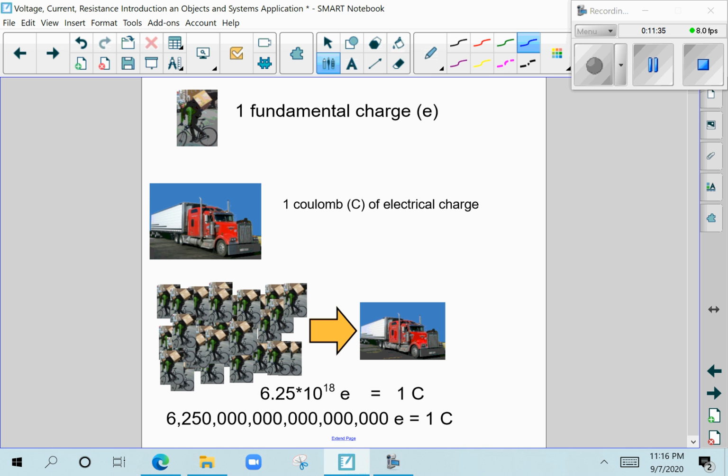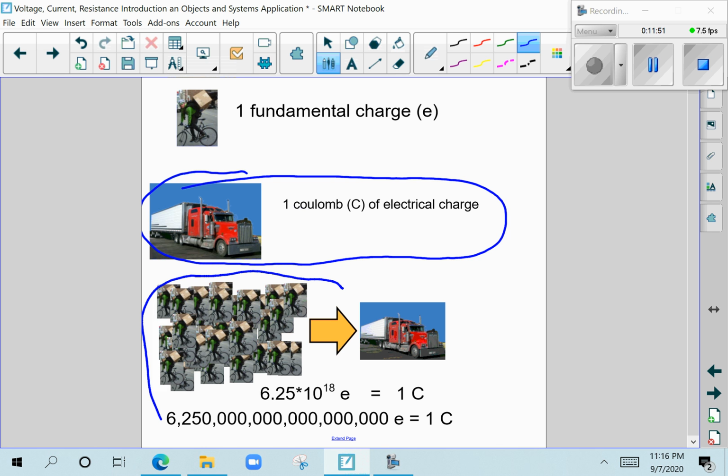So a lot of times we'll use a delivery truck. And a truck is an equivalent to many people on a bike. So a truck is called a coulomb of charge, and 1 coulomb of charge is the equivalent to a whole load of bike messengers. In fact, 1 coulomb of charge is equivalent to 6.25 times 10 to the 18 fundamental charges. That means it's 6.25 times 10 to the 18 electrons to make up 1 coulomb, or 6.25 times 10 to the positive 18 protons to make a coulomb of charge.